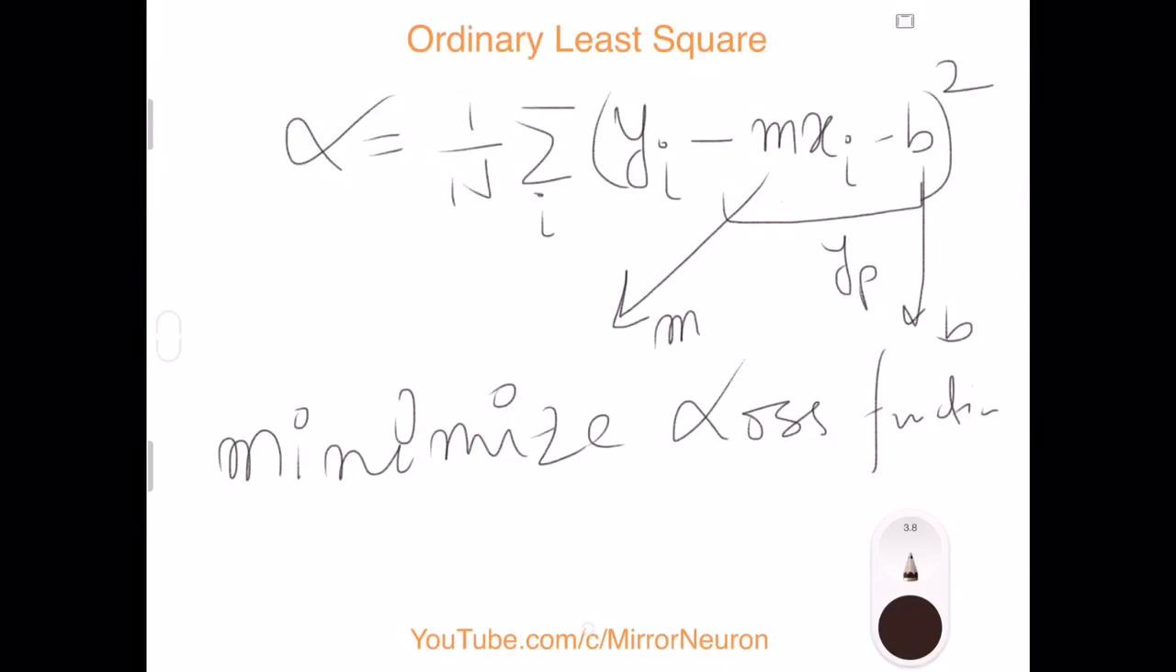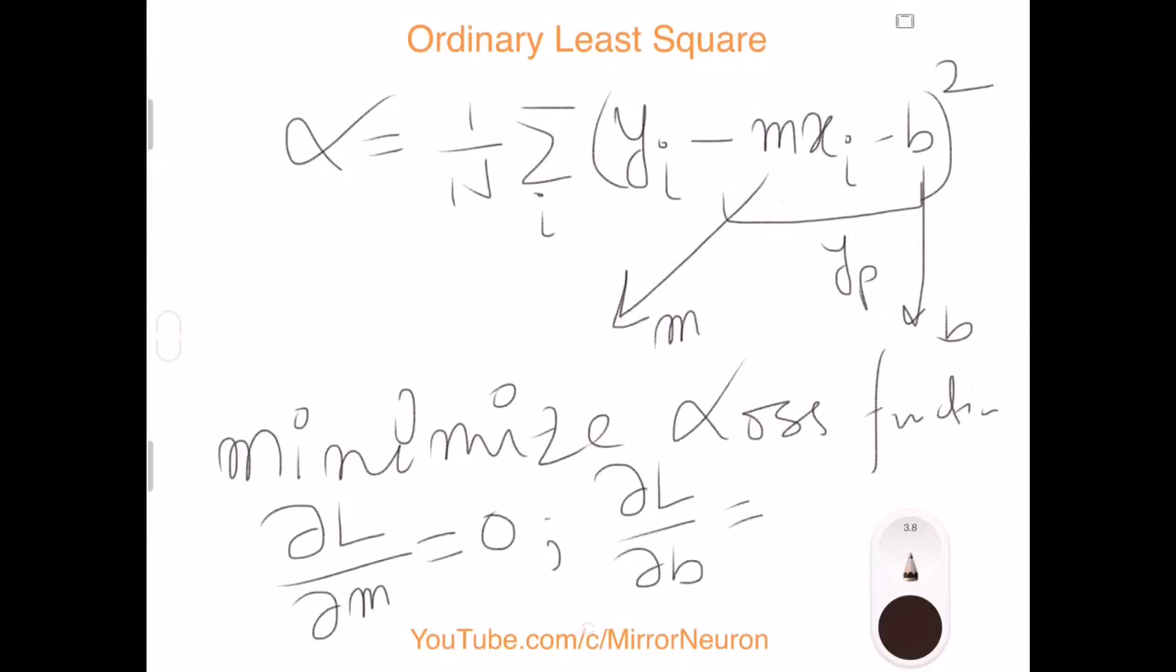Whenever we try to minimize something, we have to check the derivative or the gradient. For this particular case, the derivative of the loss function with respect to m is equal to 0. So I have to solve these two equations, and the derivative of the loss function with respect to the intercept of the line should be equal to 0. So these are the two equations that we have to solve. Let's look into that.